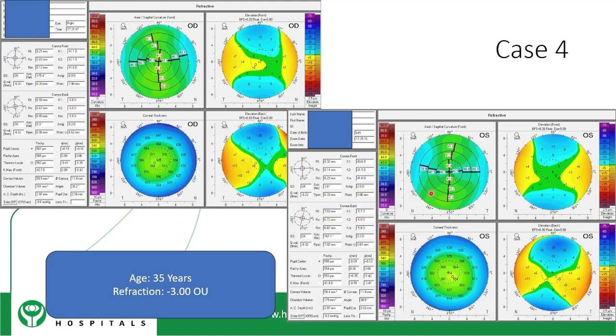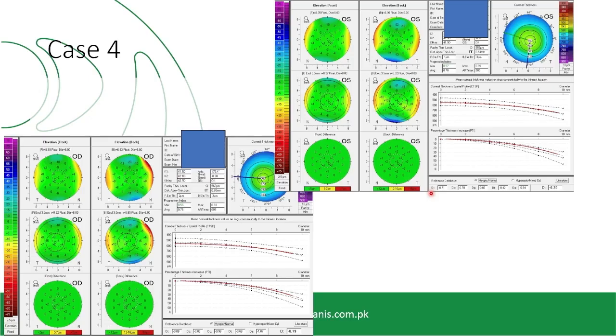Then the next case that we're seeing, again, looking at it from the perspective of refractive surgery, this person has absolutely normal corneas, the posterior part of the cornea and the anterior part of the cornea, and then the Belin-Ambrosio display is absolutely normal as well. Now, what we will do now, that is the practice in most centers, is we will say that this person can go for refractive surgery.